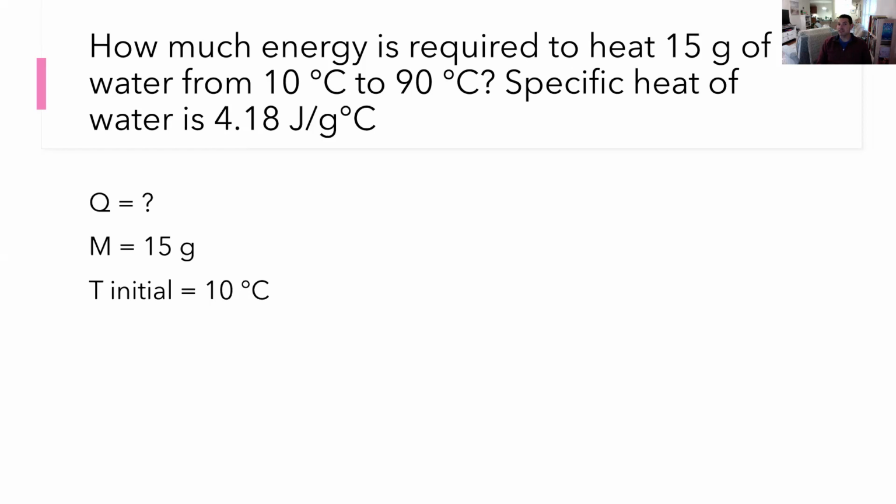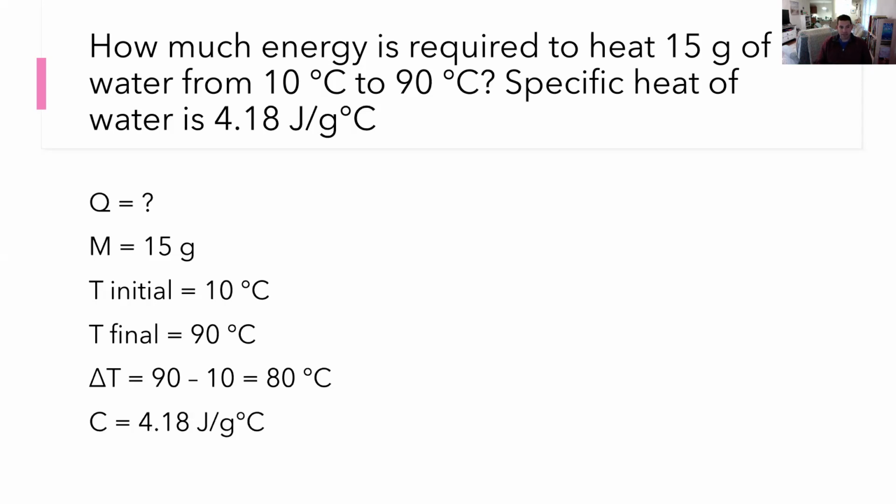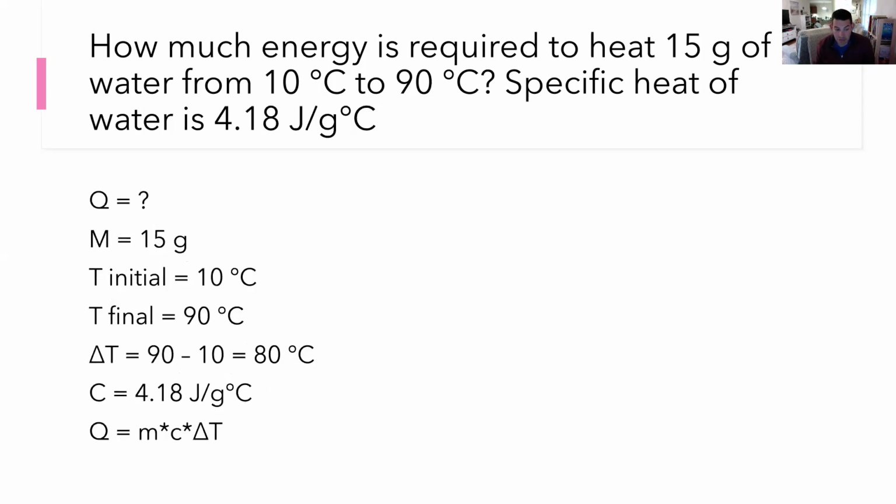The initial temperature is 10 degrees Celsius. The final temperature is 90. So that delta T, that change in temperature, is 90 minus 10. The water is changing 80 degrees of temperature. So delta T equals 80 degrees. And the specific heat of water is given in this question, 4.18. That's for liquid water. And so Q equals mc delta T. We multiply 15 grams times 80 degrees Celsius times 4.18 joules per gram degree Celsius.